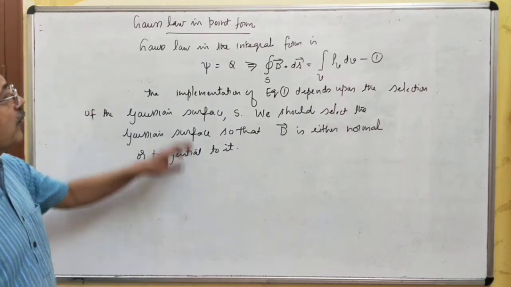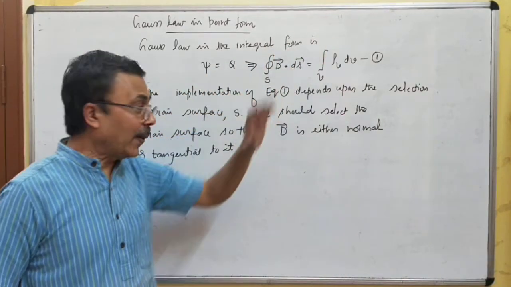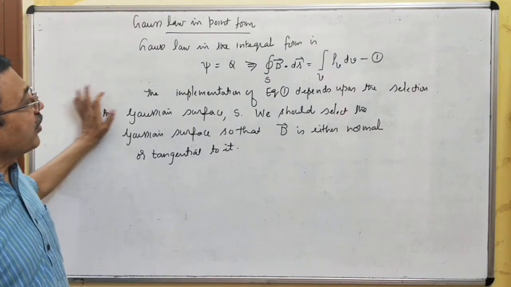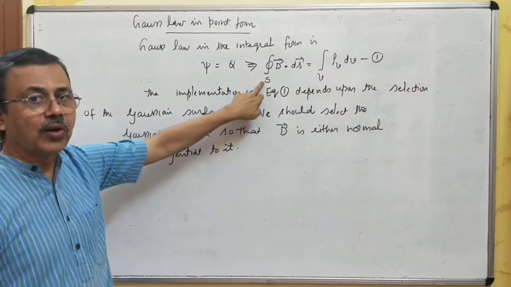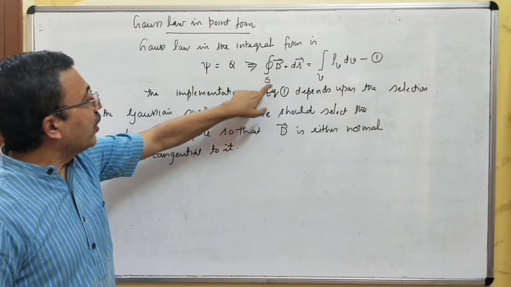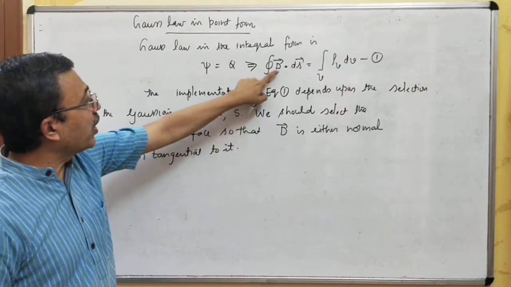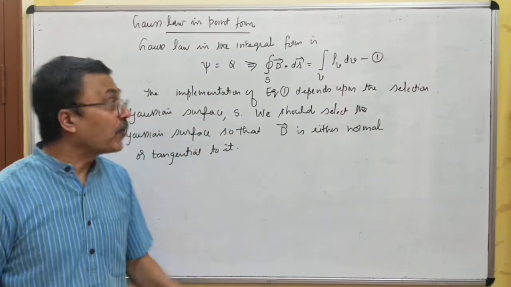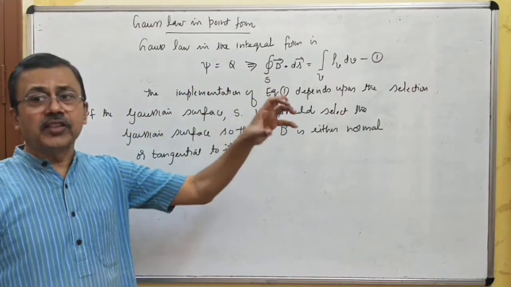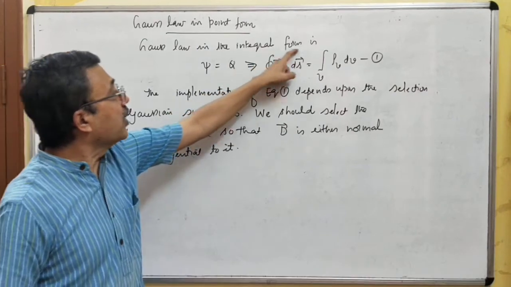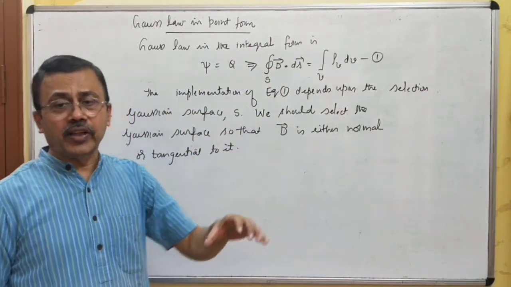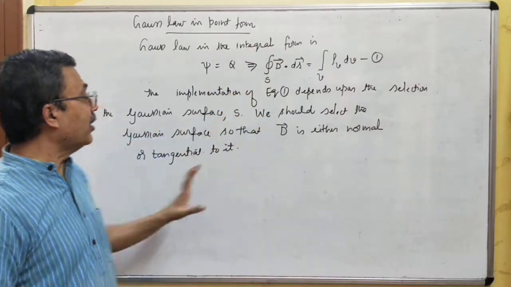Gauss law in the integral form is stated by equation 1. The success of Gauss law depends upon the selection of surface S, known as Gaussian surface. We have to select Gaussian surface so that vector D is either tangential to the surface or normal to the surface. If vector D is tangential to the surface, this integral will vanish. If vector D is normal to the closed surface, then the integral will give you a finite result.